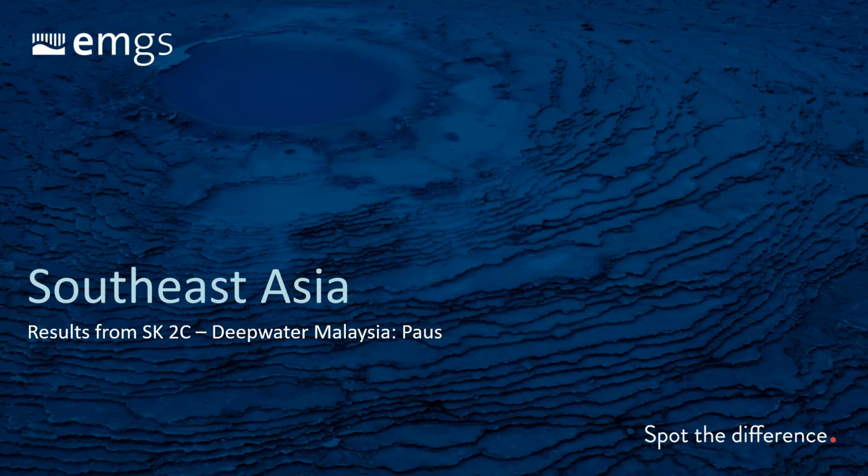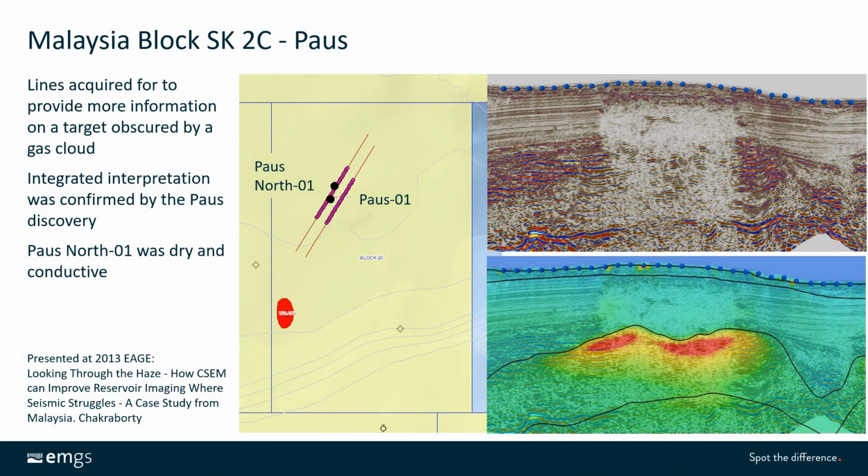So let's have a look at another example, which is from Southeast Asia. It's a deep water prospect in Malaysia, block SK2C, and the prospect name is Paus Prospect. There was a small prospect in this area, and you can see there are two wells drilled in this region. EM just acquired two 2D lines in this area. The reason being that the customer had acquired seismic, and you can see the seismic was totally wiped out. There was nothing over here, which is a good sign.